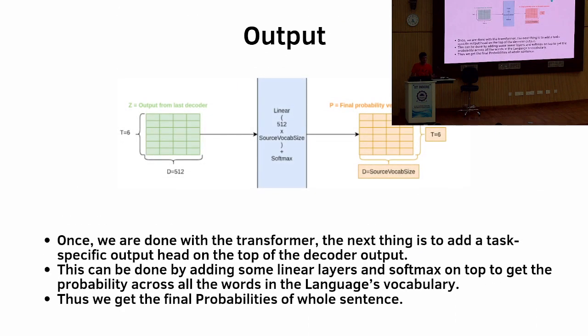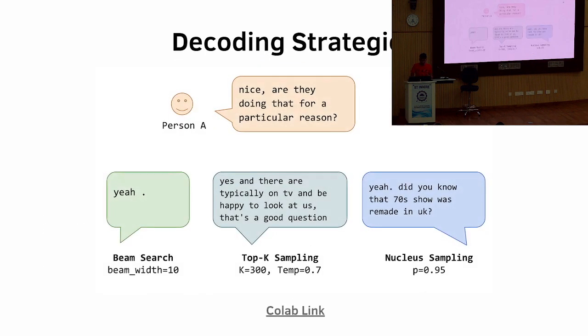So now after the transformer, you can add some more layers for fine tuning the model or for any specific purpose. That's it. Now Yatharth will tell about different decoding strategies.